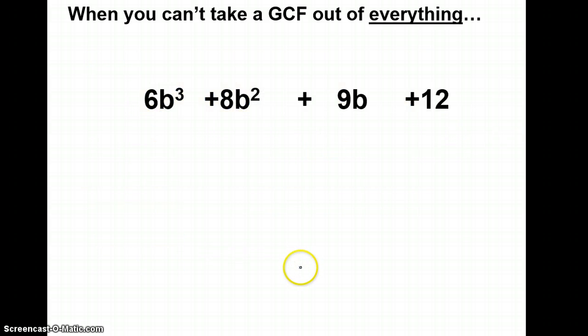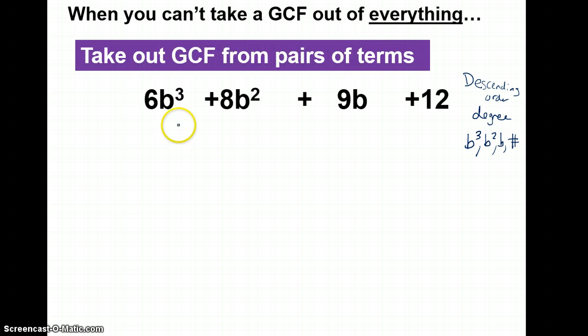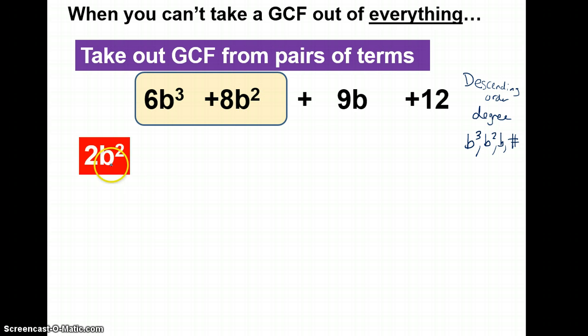All right, so let's go on to the next one. Again, make sure that your problem is in descending order based on degree. In this case, b to the third, b squared, b, and then just a number at the end. So let's look at these two first. What are these both a multiple of? Okay, 2, and how many b's can I take out? b squared, right? They're both multiples of 2, they're both even numbers, and I can take a b squared out of both. So let's go ahead and do that.